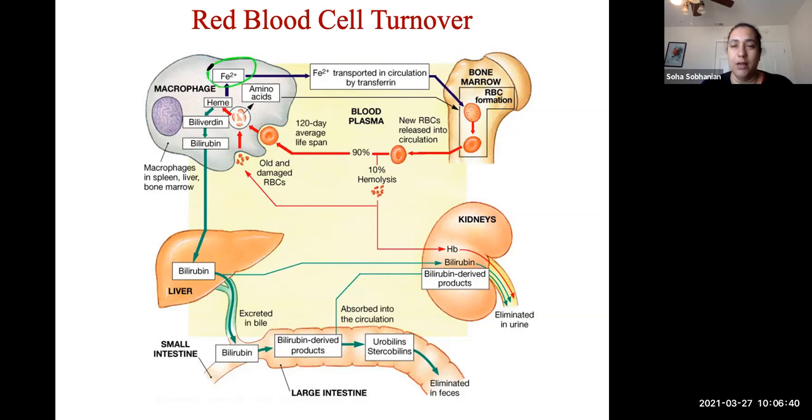Iron is another component. It gets transported to your red bone marrow and you produce new red blood cells with that. So far make sense? Hopefully. It looks like a complicated picture, but it's really simple, guys. And then the last component, the globin portion. The globin portion becomes amino acids, and you can use it to produce new red blood cells or just produce new protein.